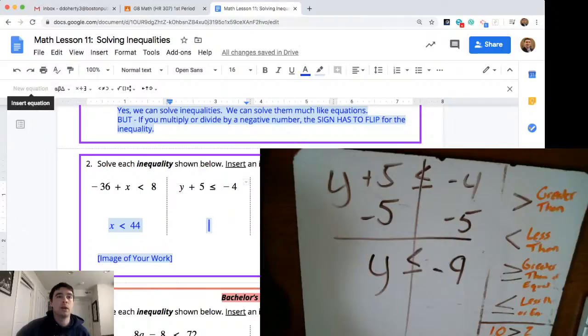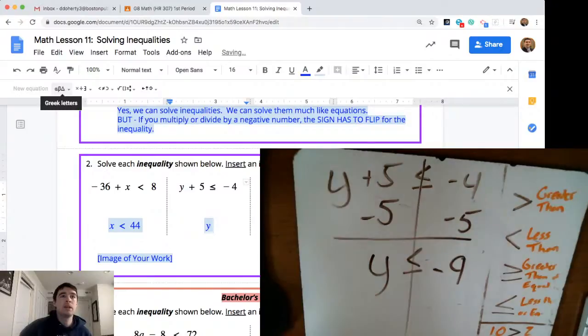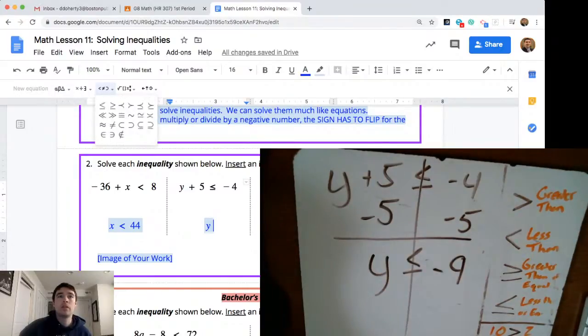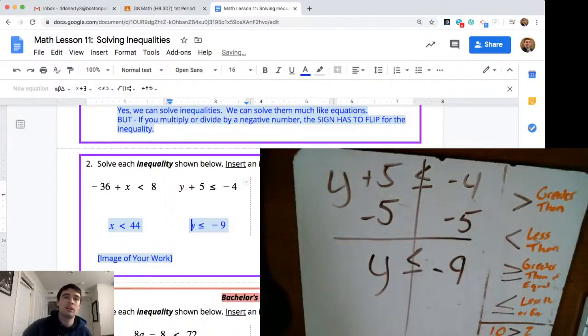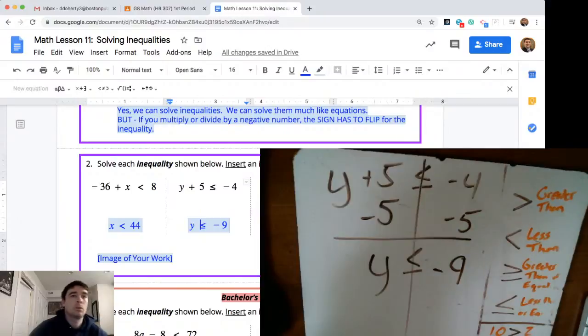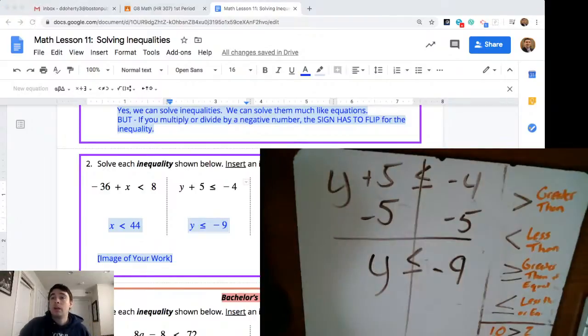You're going to see a little toolbar come up right here that I'm highlighting with my mouse. So I'm going to type y, and then in these menus in the toolbar, the third menu called Relations has the inequality less than or equal to sign right there. So in this case, y is less than or equal to -9. If you're at home, you don't necessarily need to panic about getting that symbol. You could copy it from here, or if you put the less than symbol, I understand that's what you probably meant. Okay, so then with that, we're going to now keep moving on to the third problem from number 2.